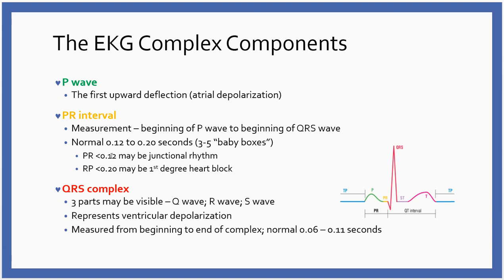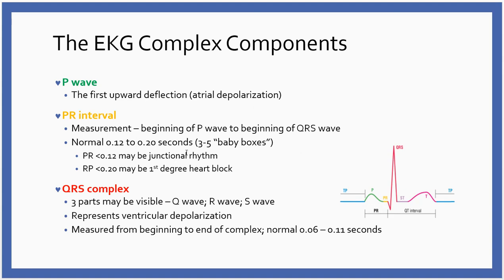Now, normal PR interval is between 0.12 to 0.20 seconds. Remember, each of the tiny baby boxes was 0.04 seconds. And so, in terms of baby boxes, 0.12 seconds would be 3 baby boxes. 0.20 seconds would be 5 baby boxes. So you should have 3, 4, or 5 baby boxes as your PR interval. And I'll show you how to do that when we're actually looking at strips, okay?